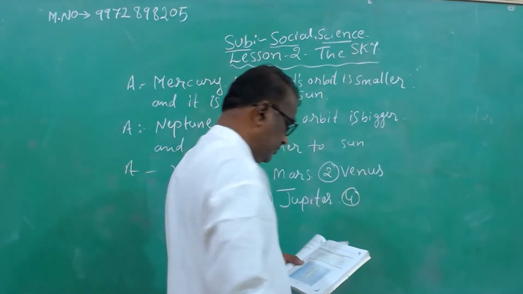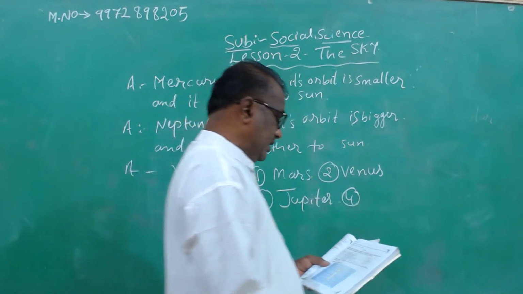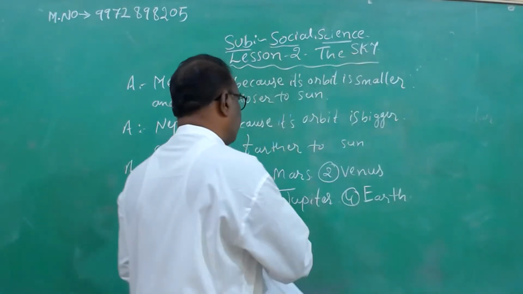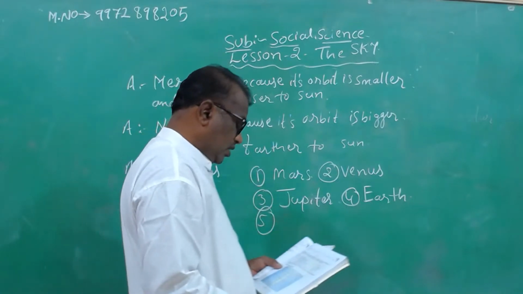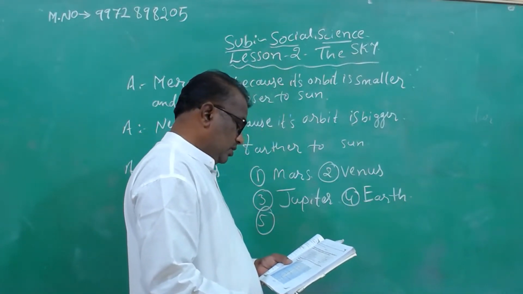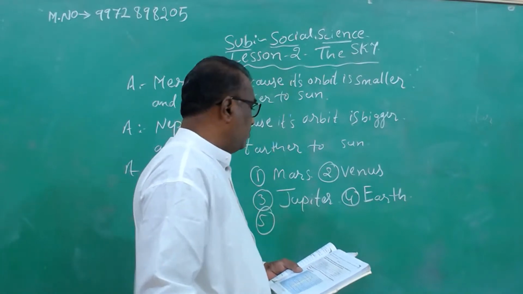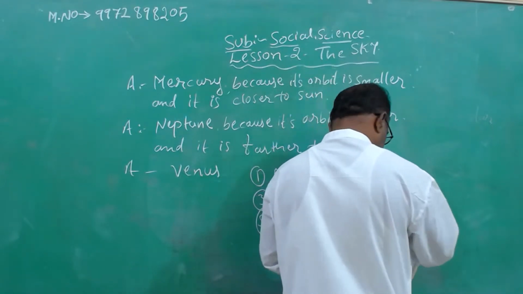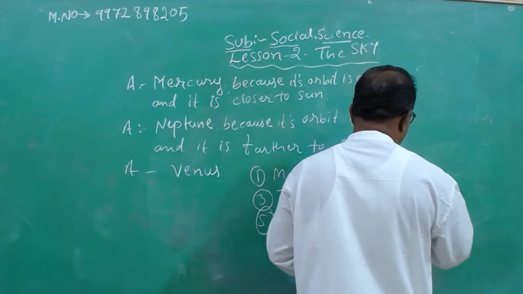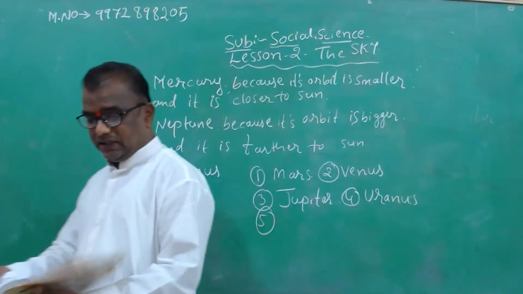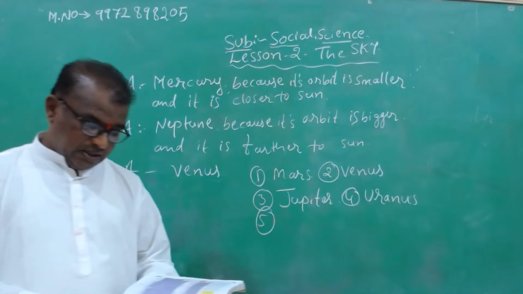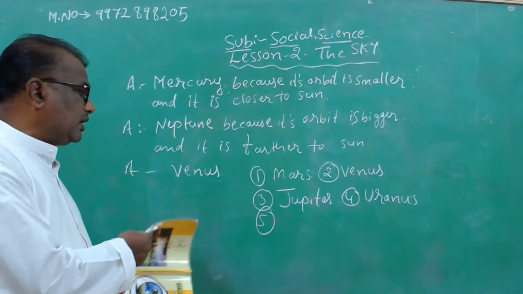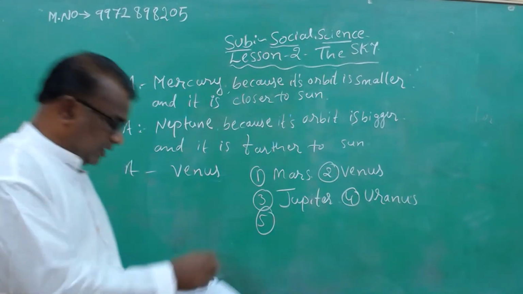Okay, fourth one, blue-green color planet, Earth. And fifth one, blue-green color planet means you can write Uranus. Blue-green color planet is Uranus because it has a blue-green disk. So blue-green color planet is Uranus.